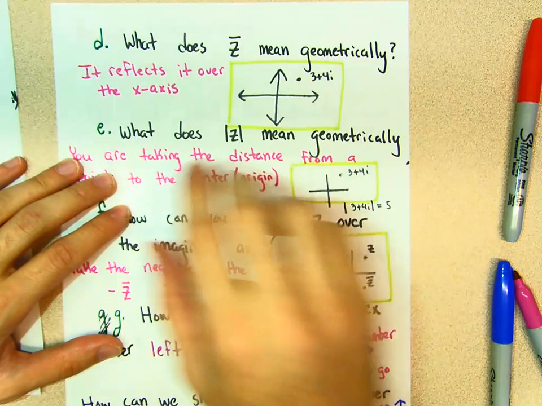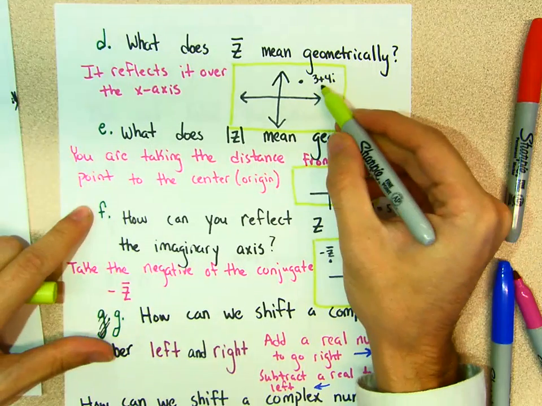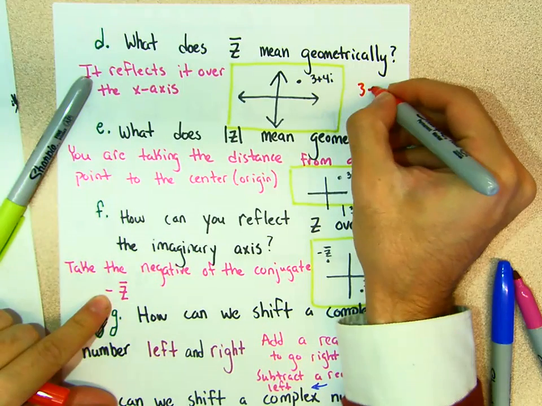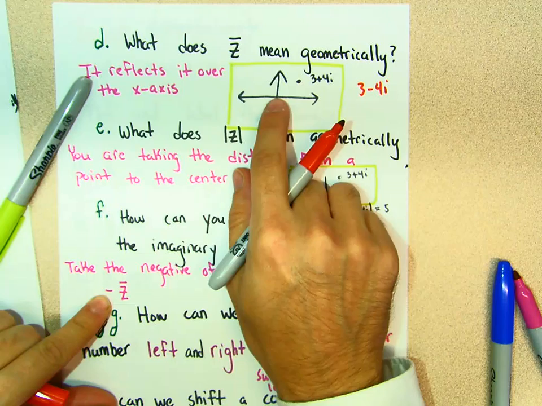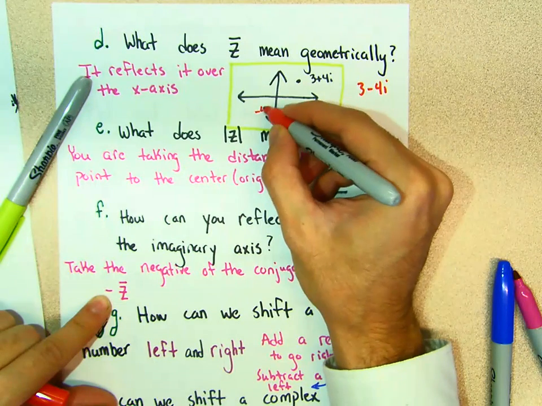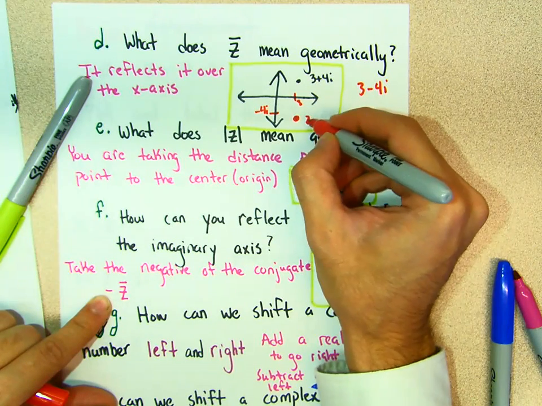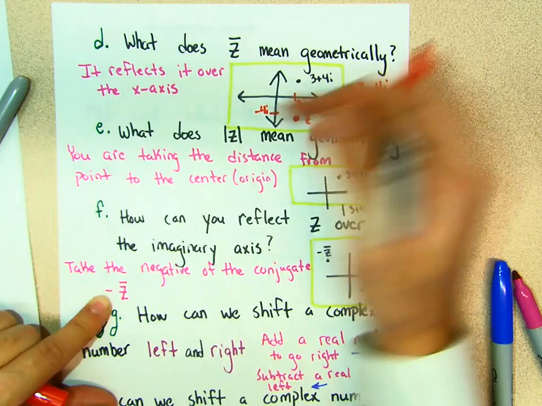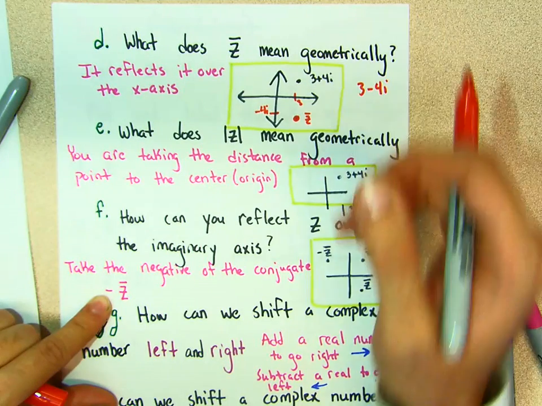Mean geometrically, so let's say if we have 3 plus 4i. What is the complex conjugate of 3 plus 4i? It'll just be 3 minus 4i. But where is 3 minus 4i on the complex plane? It's 3 and then down to minus 4i. Like minus 4i is here and 3 is here. So this is my point. This is z bar. But what does it do? It reflects it over the x-axis. Okay? That's what z bar does geometrically.